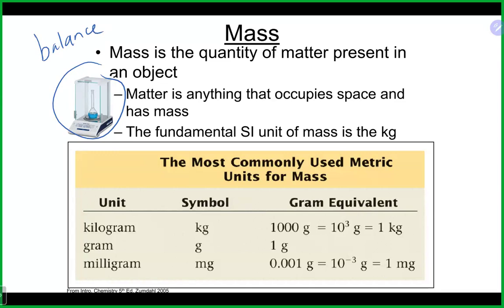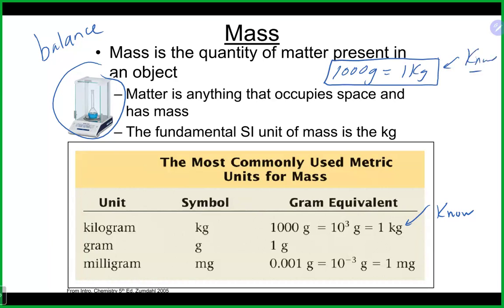The SI unit for mass, as I mentioned before, is a kilogram. And you should probably know these relationships here. 1,000 grams is 1 kilogram. That is a very common conversion that we see a lot. Milligrams as well: there are 1,000 milligrams in 1 gram. That is also one that we use a lot. So those are two very common units of mass that we come across in chemistry.